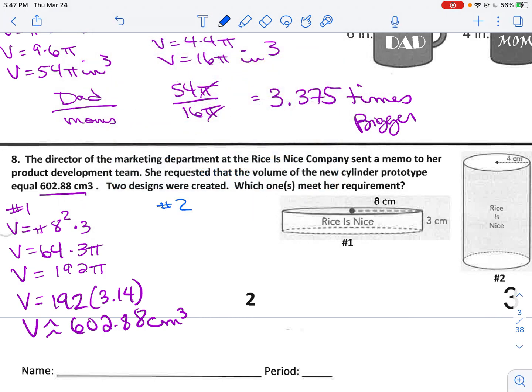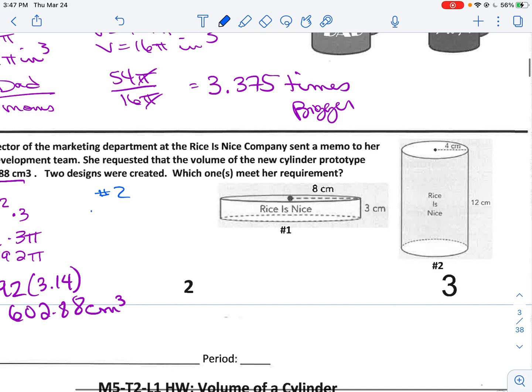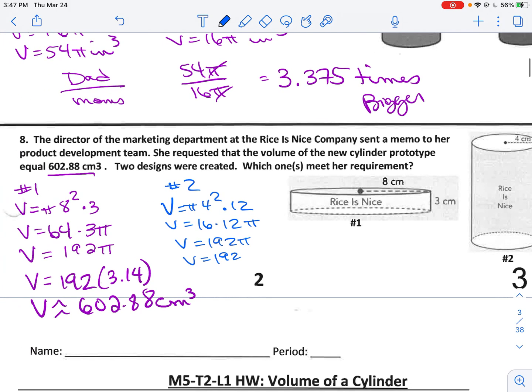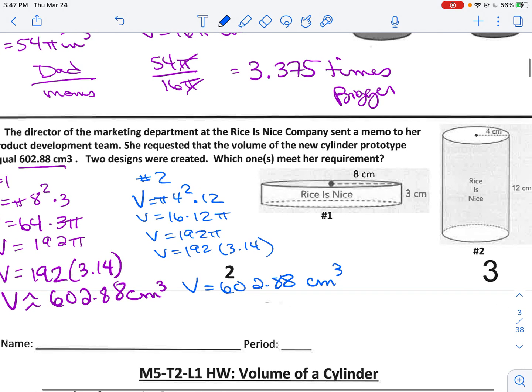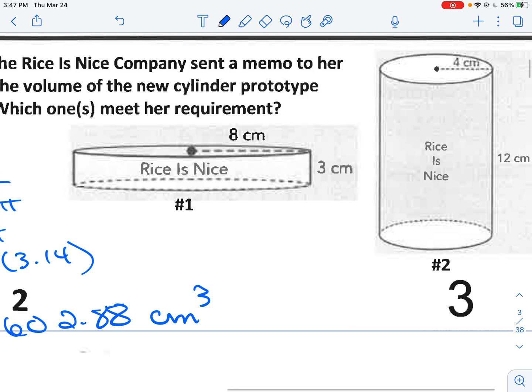Let's make sure on number 2. Okay, so let's look over here at number 2. So volume equals pi. We have 4 squared times 12. This will get me 16 times 12 pi, which is 192 pi. Oh, look at that. Guys, look at that. Isn't that the exact same thing? So you have to be very careful. Both of these actually come up to the same volume. It just looks different. They may have the same volume and just look different.